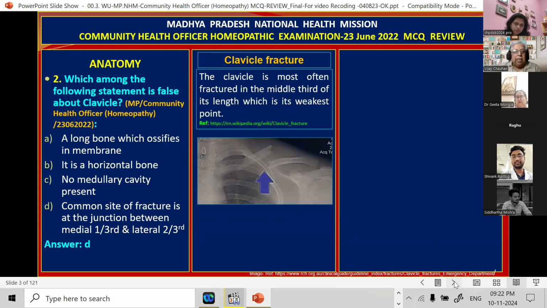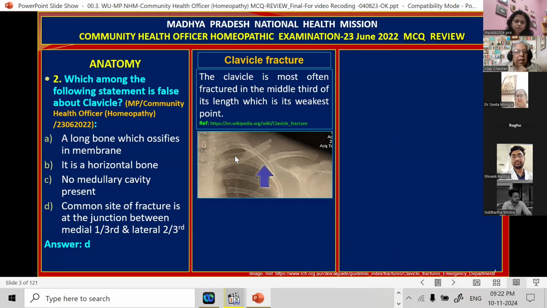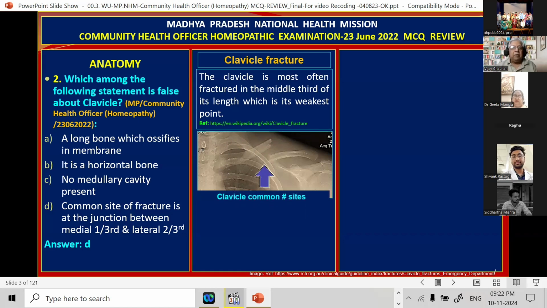Let us see the diagram. Here we can see the X-ray, and in the X-ray this is the medial end of the clavicle. This is the sternal part and this is the acromion part of the clavicle. In the middle part it is fractured. Here you can see the first rib and the second rib. So this radiological finding depicts that the common fracture is in the middle third.